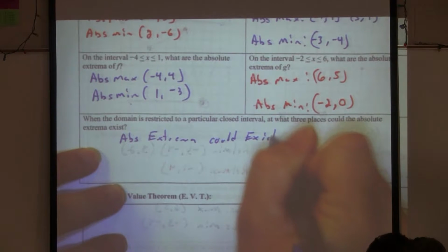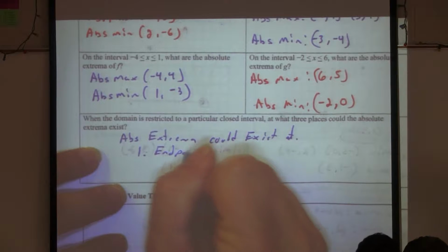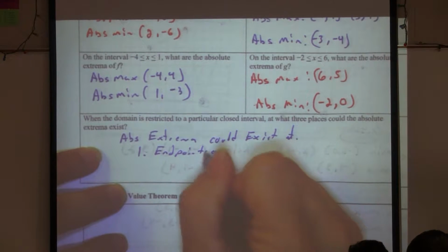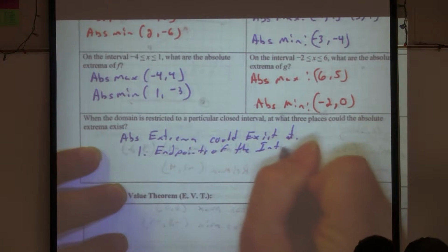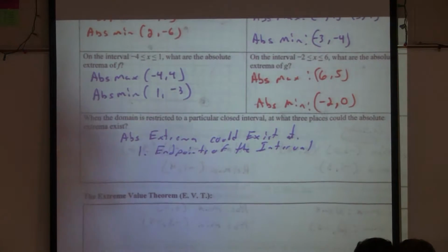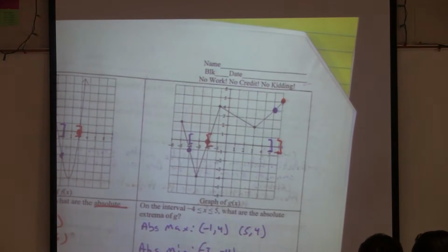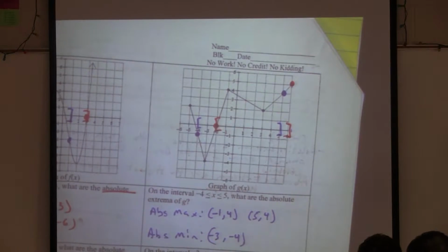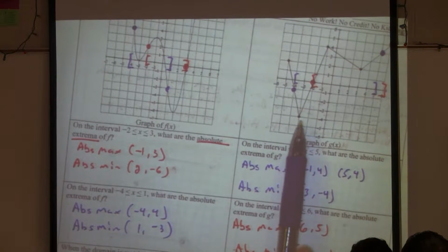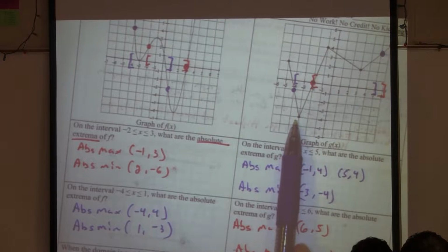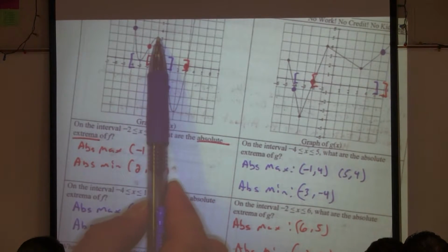Very good. At endpoints, that's one of them. So endpoints of the interval, right? That was one place where they happened. Like here it happened at the endpoint. Here it also happened at the endpoint. Where else could they happen? They could occur at a relative max or a relative min, right? In this case, it would be where the derivative was what? Undefined. Over here, it would be where the derivative was equal to 0.